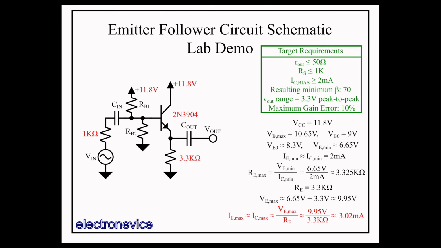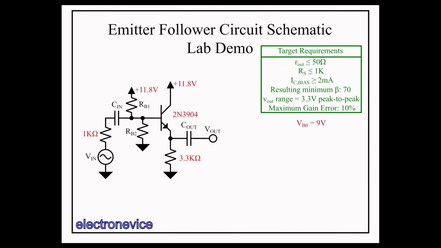So now that we've gotten this sorted, we need to set our base voltage bias point, which we said was 9 volts. First, to decide upon our biasing resistors, we need to think about our maximum base current. Using our minimum beta of 70, the maximum base current is our maximum collector current, 3.02 milliamps, divided by 70, which comes to about 43.14 microamps.